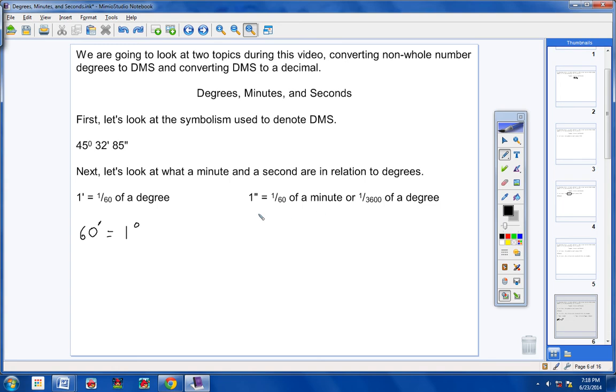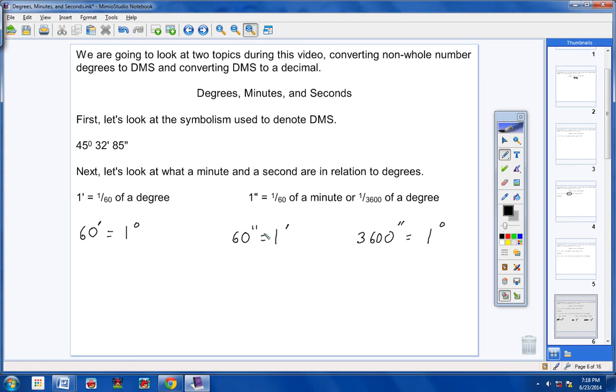Now, if you want to look at a couple different ways to rewrite this, now watch this, you could multiply both sides by 60, and you could say 60 seconds equals 1 minute. Or if you multiply both sides by 3600, you could say this: 3600 seconds equals 1 degree. Now, feel free to pause the video and read over this and let this sink in. If you don't, that's fine.